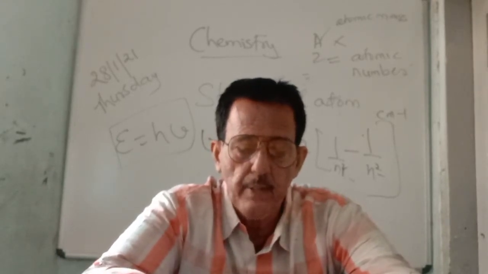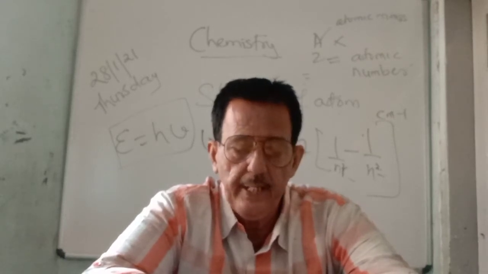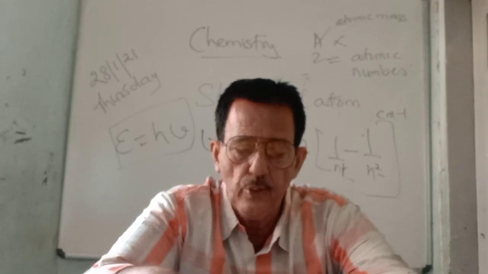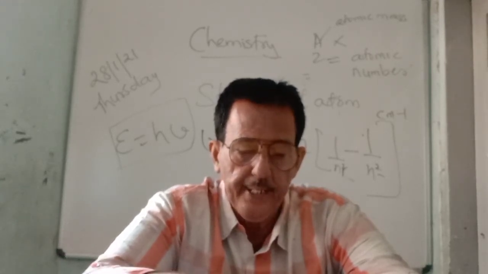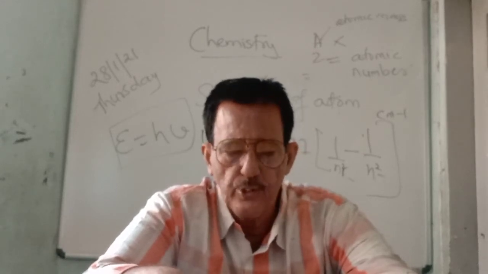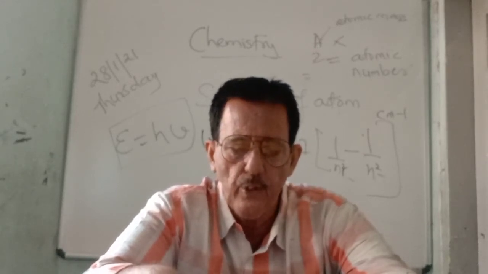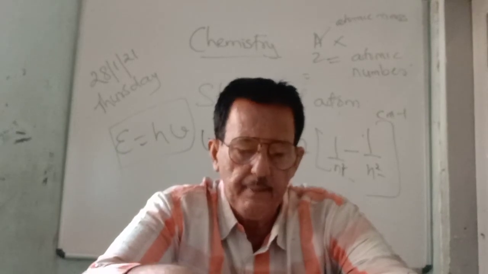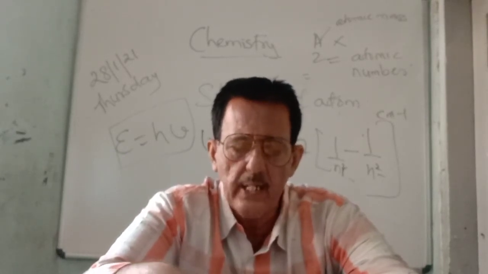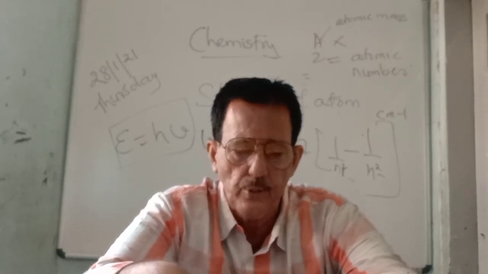The mass number of protium will be 1. Number of protons will be 1, therefore number of neutrons will be 0. Deuterium, the mass number will be 2, number of protons will be 1 and number of neutrons will be 1. Tritium, mass number is 3, number of protons is 1 and number of neutrons is 2.